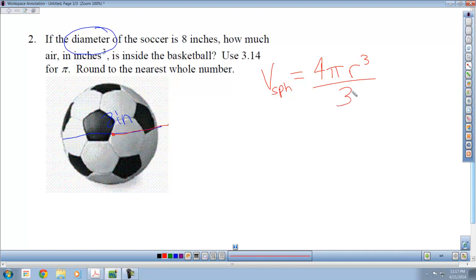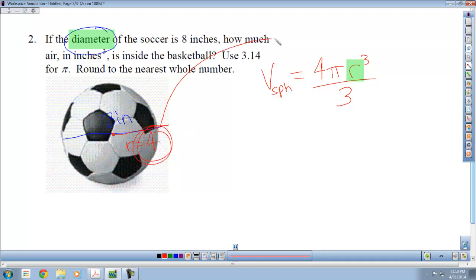Remember, if you're in a college prep class, that formula will be provided to you. If you're in a geometry honors class, you'll have to have this formula memorized. In any event, we can see that we need to have the radius. So be careful that you don't accidentally use the diameter. If the diameter is 8 inches, how much is the radius? Well, that would give us a radius of 4 inches.